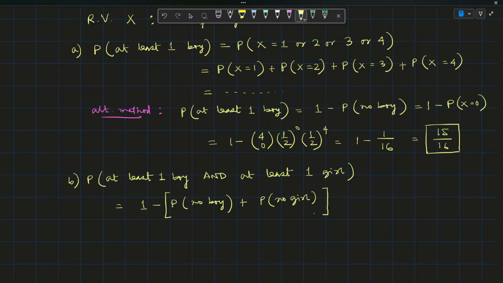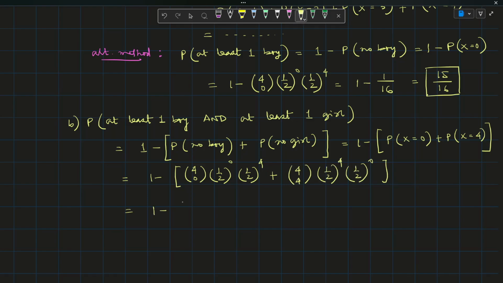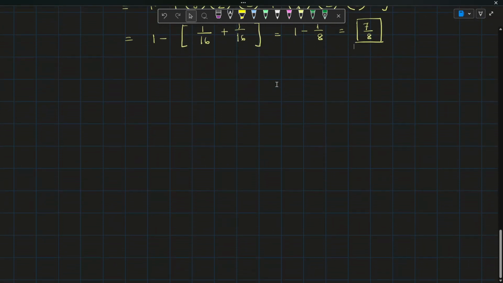So now we will go forward and write the formulas. 1 minus the probability of X equals 0, no boy, plus the probability of X equals 4, which is the same as the probability of no girl. We will just put the formula in. This is the same as before, so I hope there will not be any problem in this calculation. So the answer is 7 by 8.